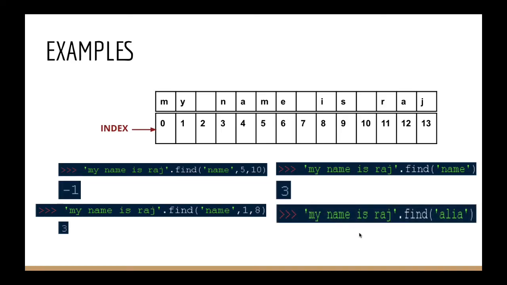If I try to search for something which is not present anywhere within the entire string, for example, my name is Raj dot find Alia. So what it will do, it will search for the entire string, and within the entire string, can you find the substring alia here? No, the substring alia is not present anywhere in the entire string. Therefore, what will be the result? The result will be -1.